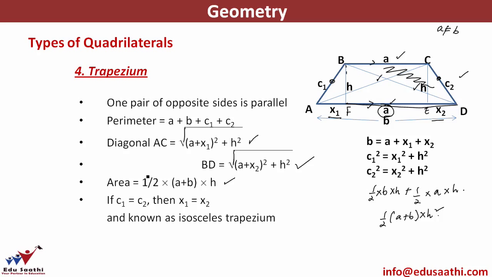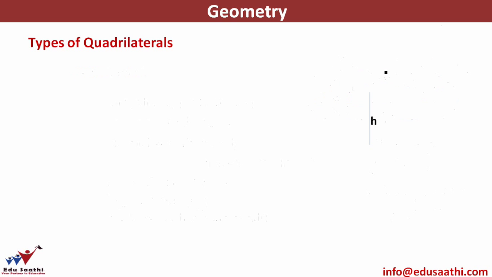If the length of the non-parallel sides is equal, that means if I give you C1 and C2 as equal, then x1 will also turn out to be equal to x2. This x1 and x2 will turn out to be equal if C1 and C2 are equal. Such a trapezium is known as an isosceles trapezium because the two non-parallel sides become equal in length.